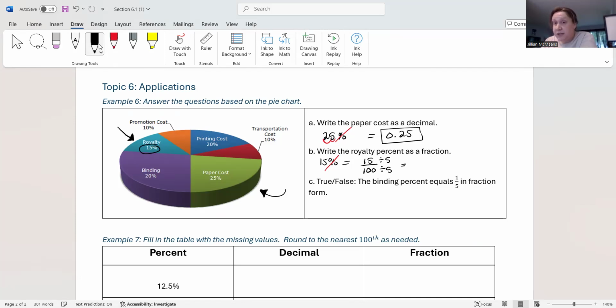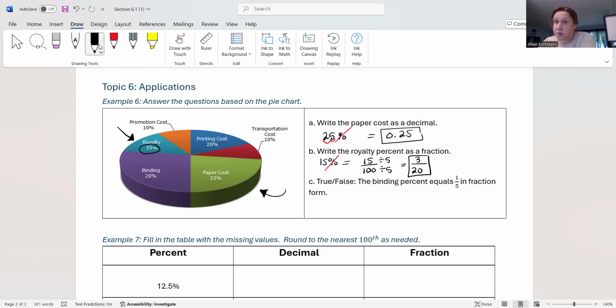Well, I know that 15 divided by 5 is 3. And if you're not sure what 100 divided by 5 is, you could certainly use a calculator to do the side work, but 100 divided by 5 is 20. So there we have it. We have written the royalty percent as a fraction.